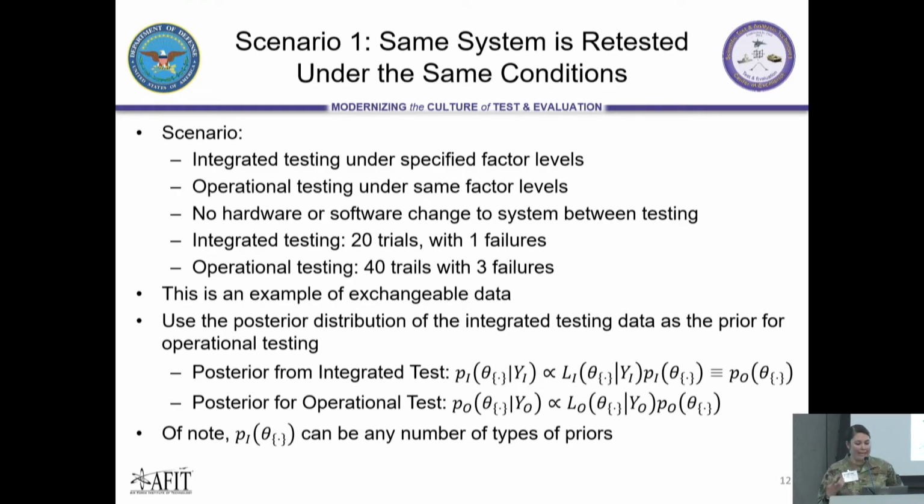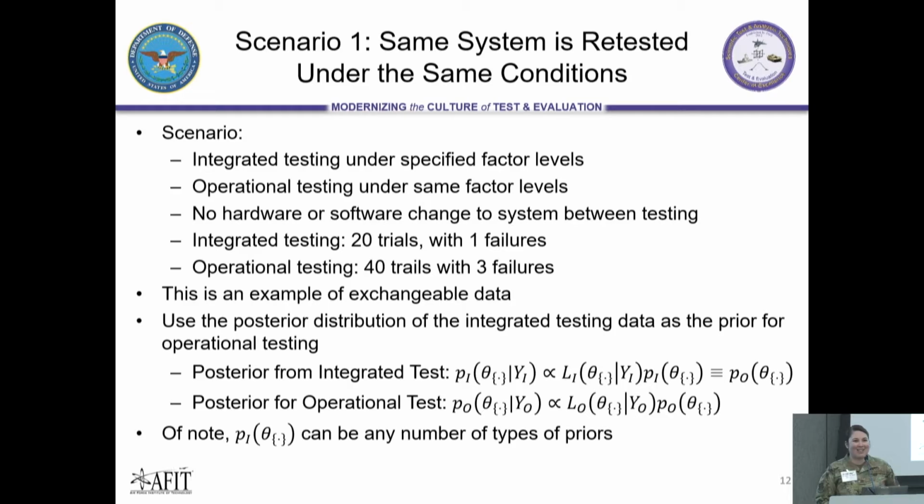And so in this case, how we would approach that from a Bayesian perspective is we would take the posterior distribution from the integrated test, and that would become the prior for our current test. The prior for the operational test, having been that posterior, would then be incorporated, and our posterior would be based on both what we saw in the operational test as well as what we saw in the integrated test and the prior that we used in the integrated test. This is a traditional approach that Bayesians use when that data has the similarities of exchangeability or similar to IID.